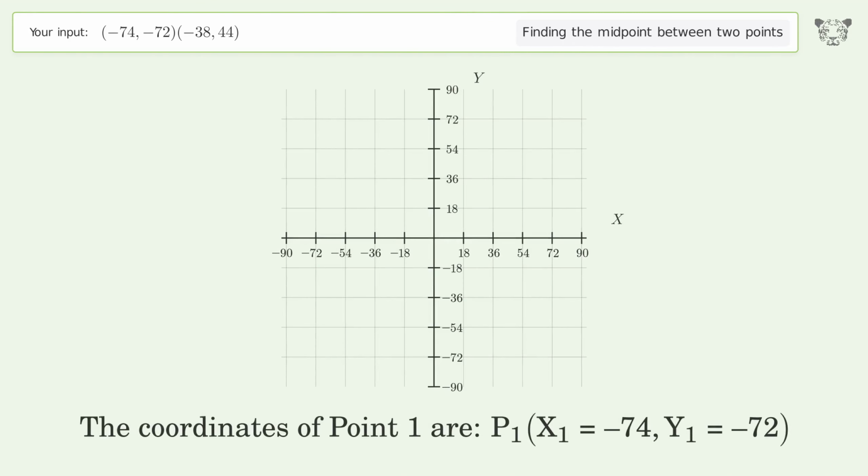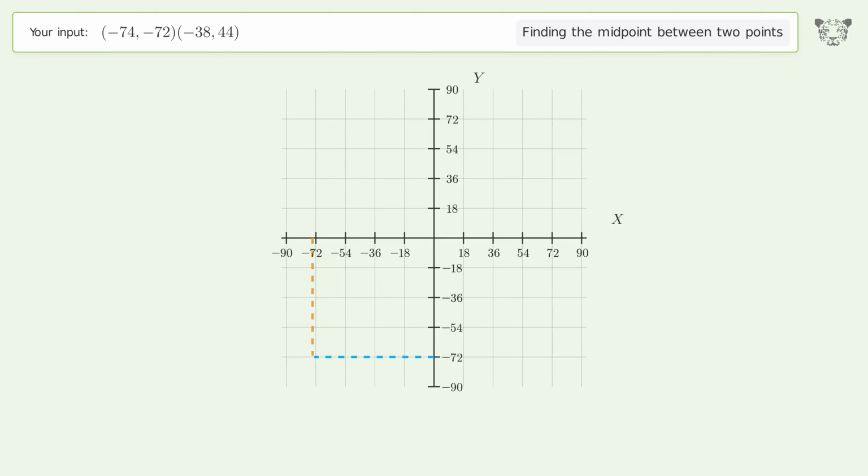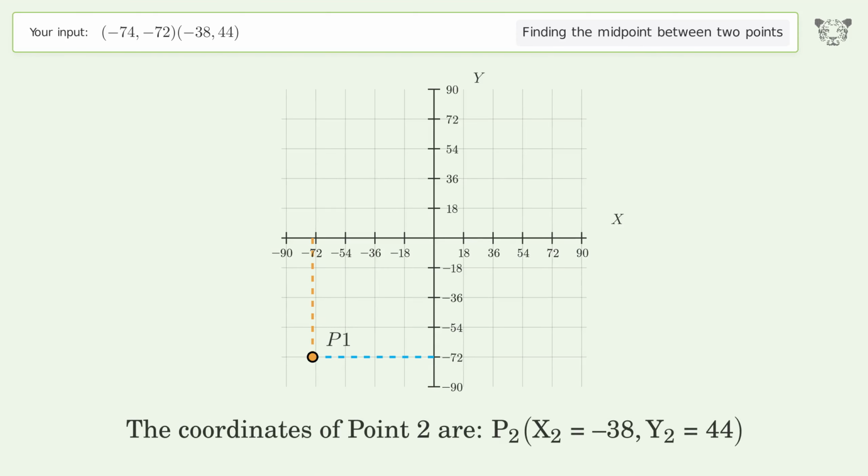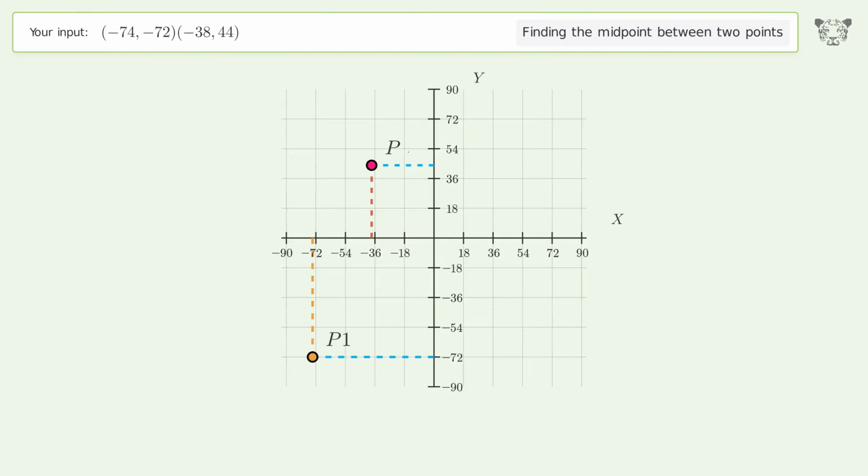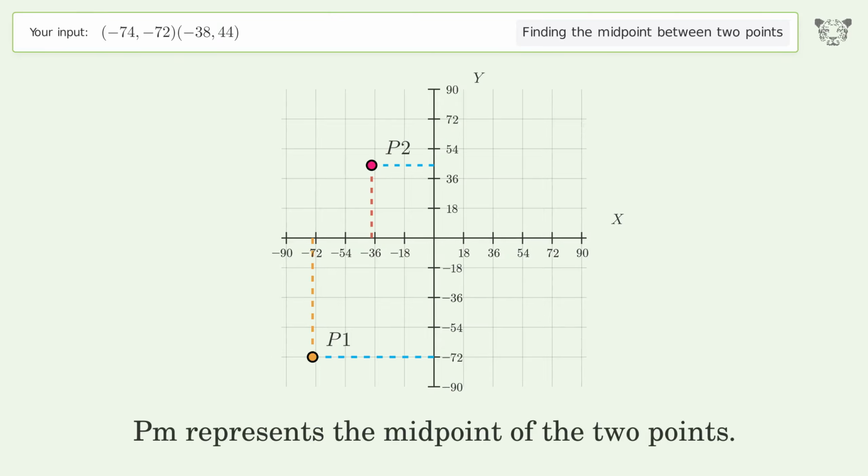The coordinates of point 1 are x1 equals -74, y1 equals -72. The coordinates of point 2 are x2 equals -38, y2 equals 44. PM represents the midpoint of the 2 points.